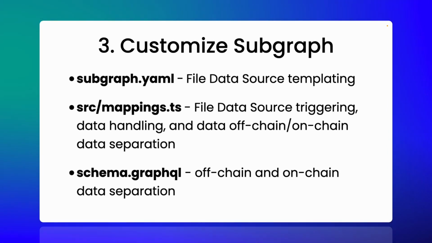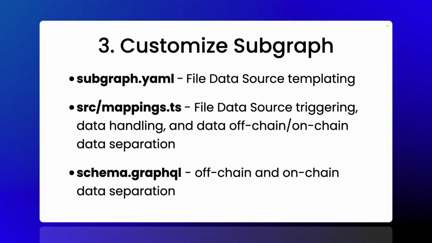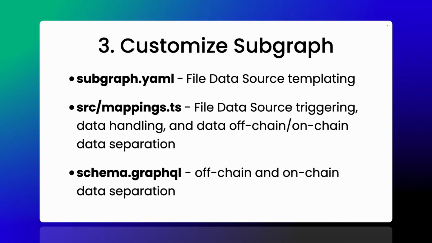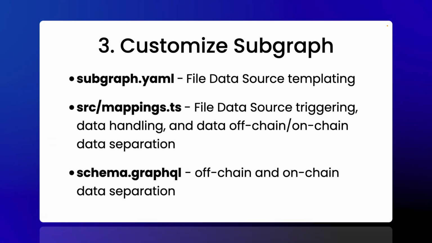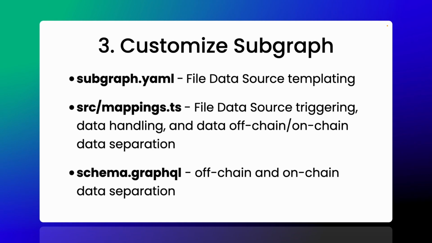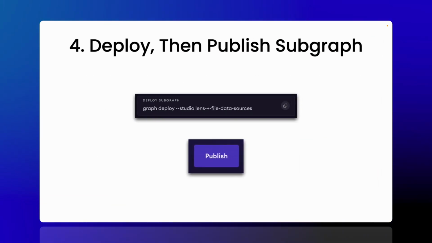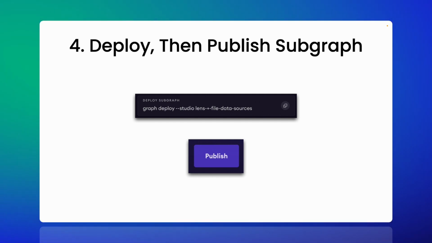Our subgraph.yaml will include file data source templating. Our mappings file will include file data source triggering, file data source handling, and off-chain, on-chain data separation. And our schema.graphql will have off-chain and on-chain data separation as well. And finally, we'll deploy and publish our subgraph to decentralize our data pipeline. Let's walk through each step together.